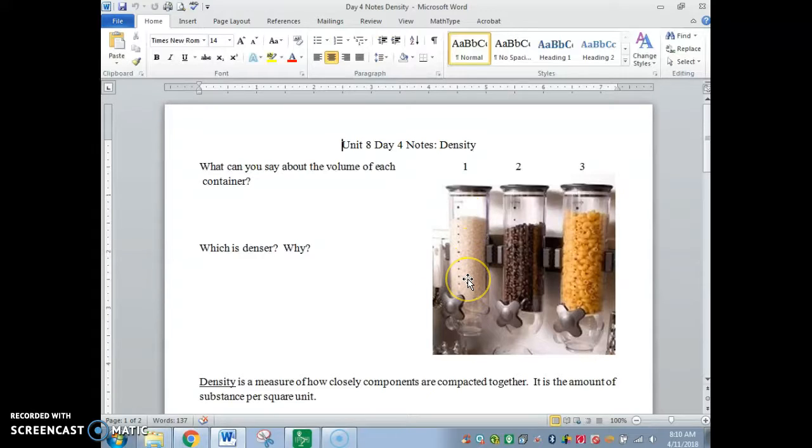So it looks like we have rice in the first container, coffee beans in the second one, and elbow macaroni in the third one. So it wants to know which one is denser. Take a look and think about that. So it looks like number 1 is denser. There's more rice. There's more pieces of rice, grains of rice, for the same amount of volume as compared to the coffee beans or the elbow macaroni. So we would say that container 1 is more dense.